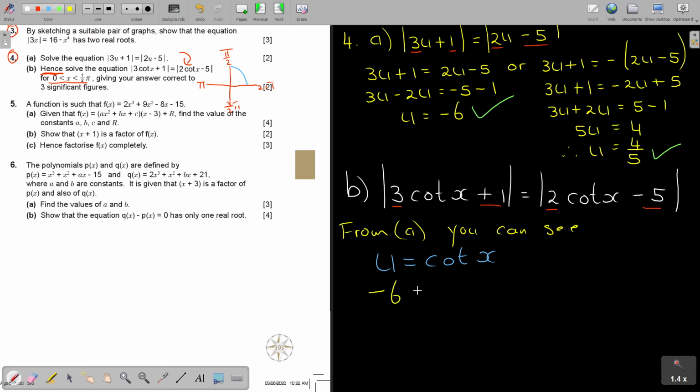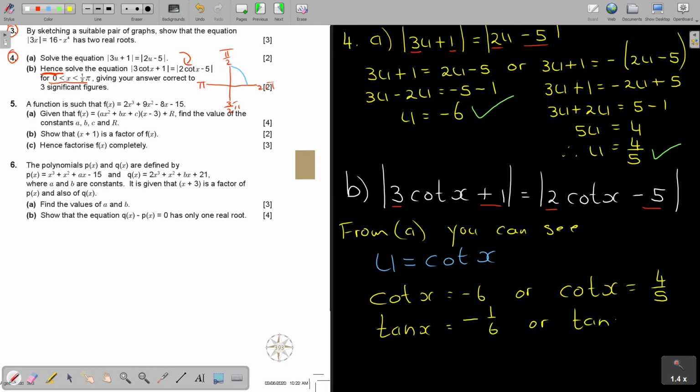Okay, because now I'm going to substitute the u's. I'm going to say negative 6 equals cot x. I have to swap it around actually. I think it's better, and in this one I'm going to swap it around. I want to say cot x is negative 6, or cot x is 4 over 5. Okay, I don't work with cot, I work with tan. So go tan x is negative 1 over 6, or tan x is 5 over 4.